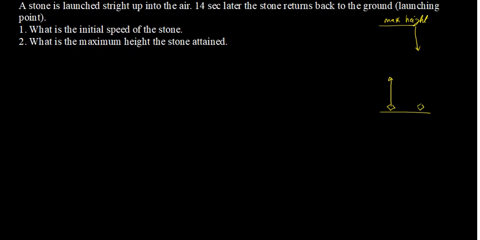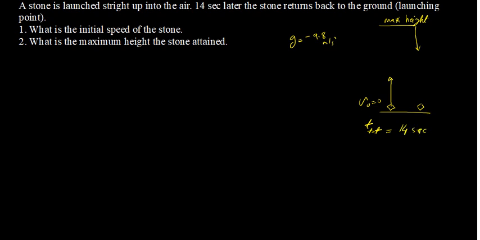Definitely we know that the gravity acceleration is negative 9.8 meters per second squared. We definitely don't know how much the initial velocity is. That's what part one of the question is looking for. But I know that the total time, T total, for the entire trip for this stone, from the ground to the maximum height and coming back, is 14 seconds.